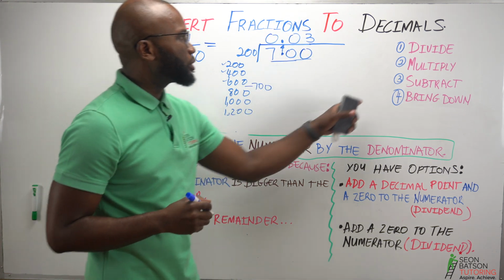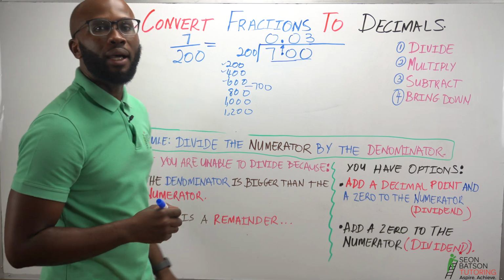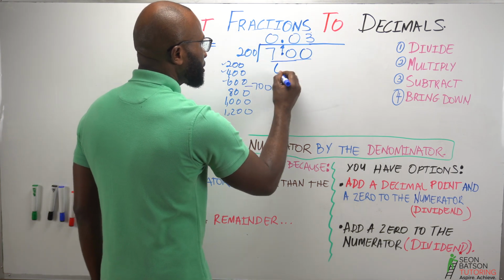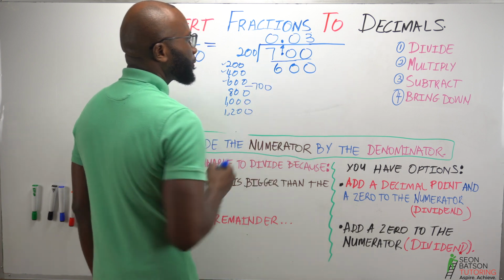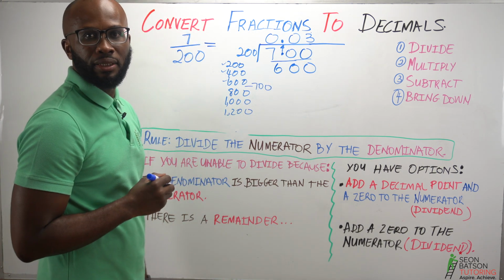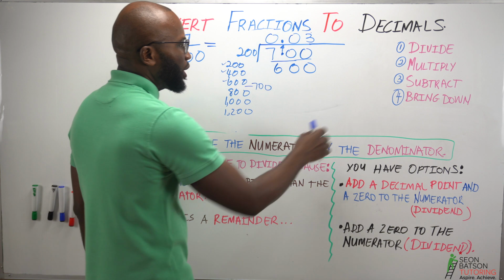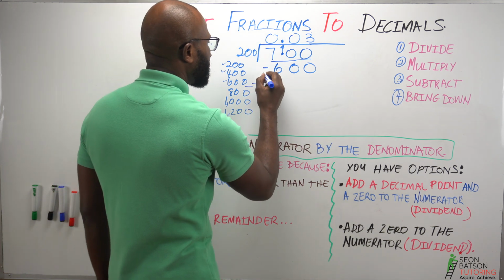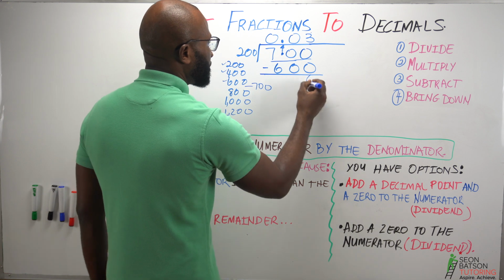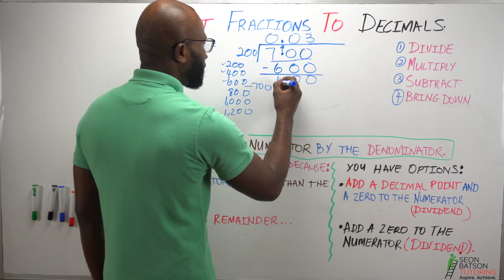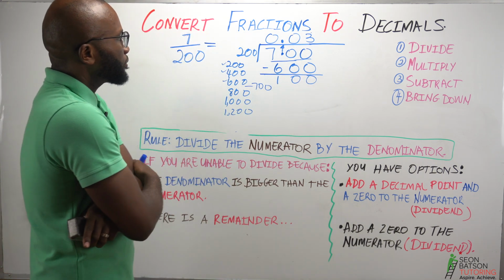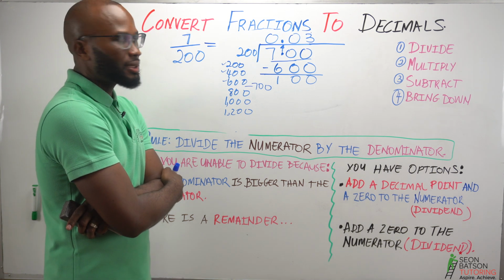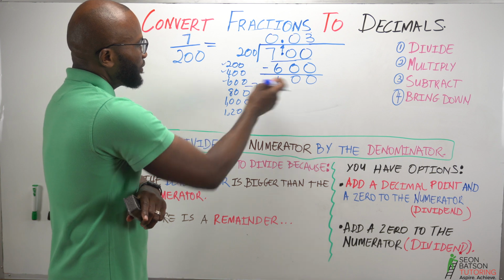After dividing, we are going to multiply, yes? 200 times 3 is 600. Yes? After multiplying, we are going to subtract. 0, 0, 100. Uh-oh. What happens now? Yes? What happens now? We have 100 here.